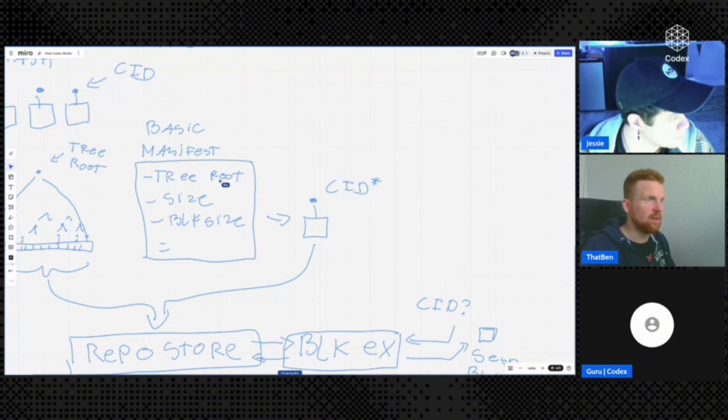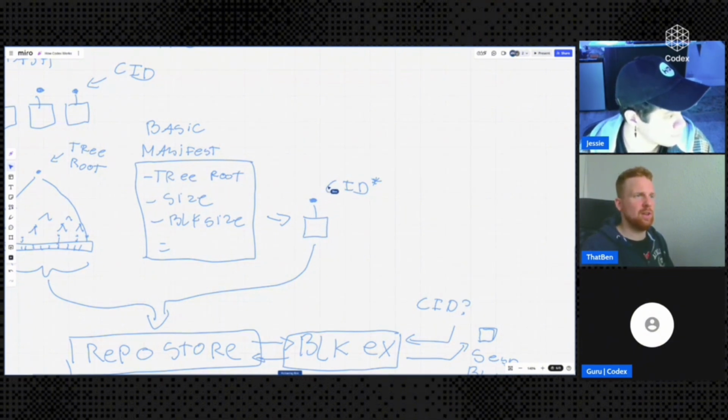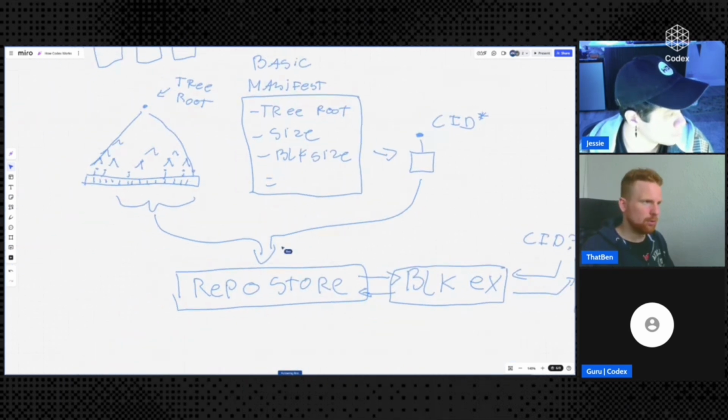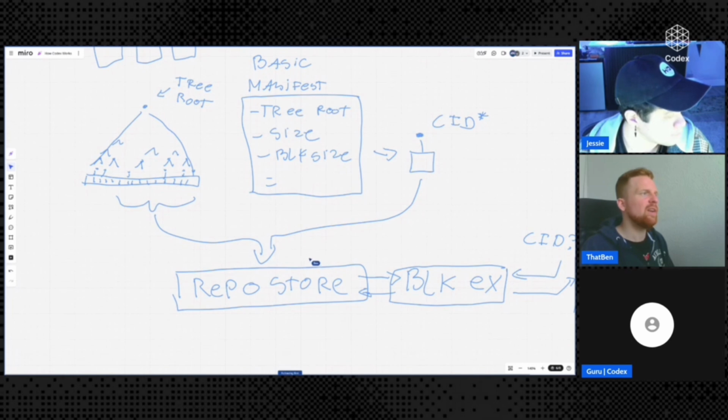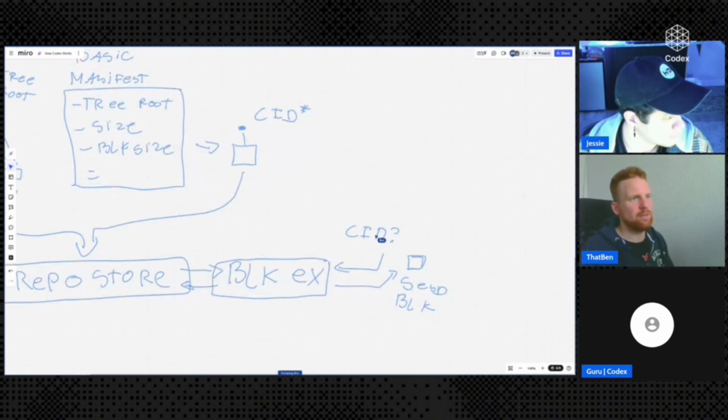We turn that data into a block. We treat it like any other block. We hash it again to get the CID of that block. And all of these blocks go into a big store where they can be accessed by anyone in the network as long as they have the CID.